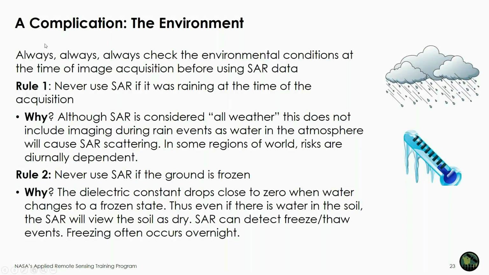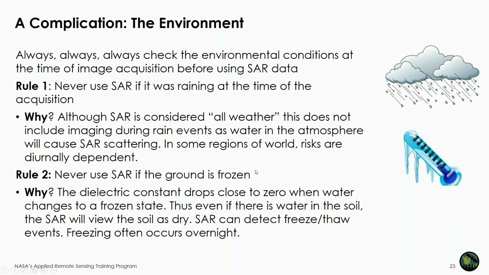So let's talk a little bit about some of the complications related to the environment. Radar is considered an all-weather sensor, and that means that we can acquire imagery regardless of cloud cover. But we never want to use radar if it's raining at the time of the acquisition. And that's because although radar is considered an all-weather sensor, it does not include imaging during rain events, because water in the atmosphere can cause scattering of the radar signal. One thing to be aware of is that in some regions of the world, the risk of rainfall is diurnally dependent, and so we may want to consider acquisitions during morning or evening depending on what those risk factors are.